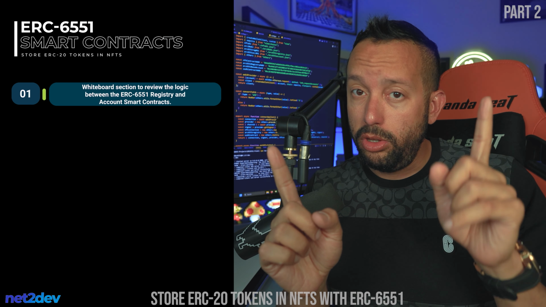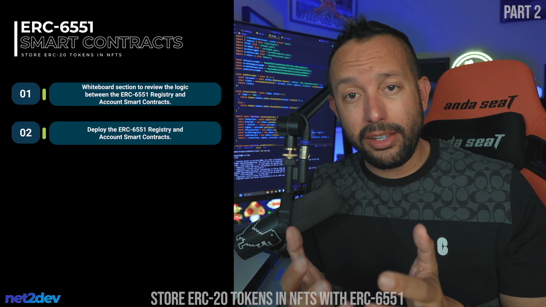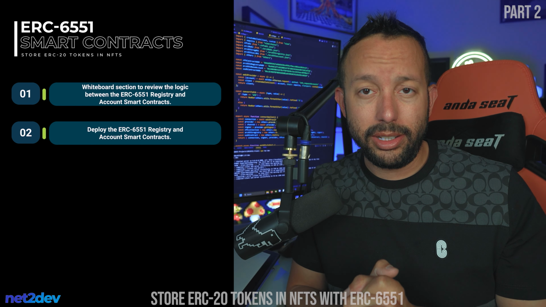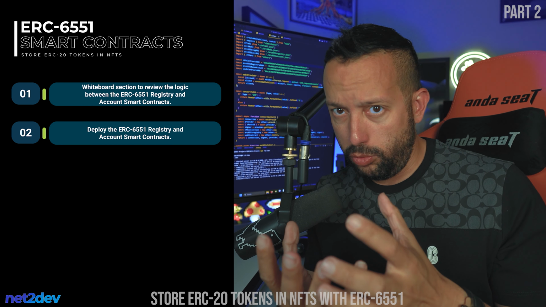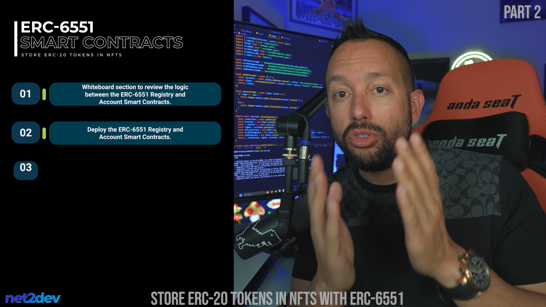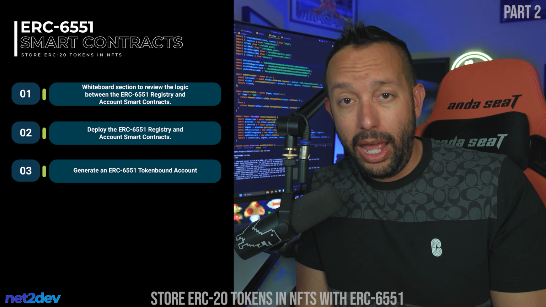To summarize, we are doing a quick whiteboard so you can understand the logic between the registry and the account smart contract. We are deploying the ERC-6551 registry smart contract. We are also deploying the ERC-6551 account smart contract. And once we get those two, then we can start generating the NFT token-bound accounts.